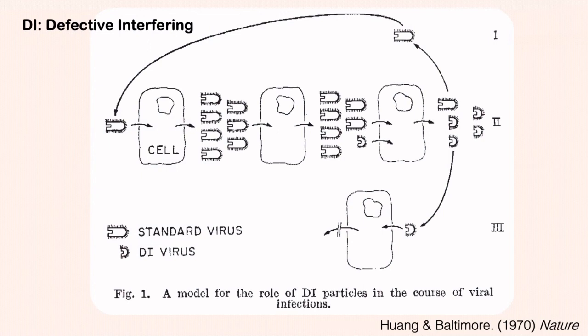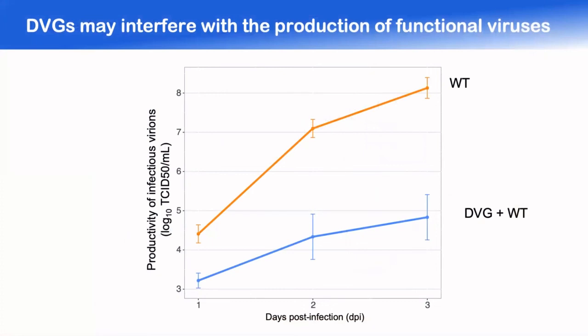So in our own experiments, if we take flu and we determine how well the virus grows, if we grow flu on its own, which would be the orange bar on top of this graph, it shows that it grows pretty well over the course of an infection. But if you add a DVG that is interfering, you can repress the growth of the virus. So DVGs can interfere with the production of the functional virus.